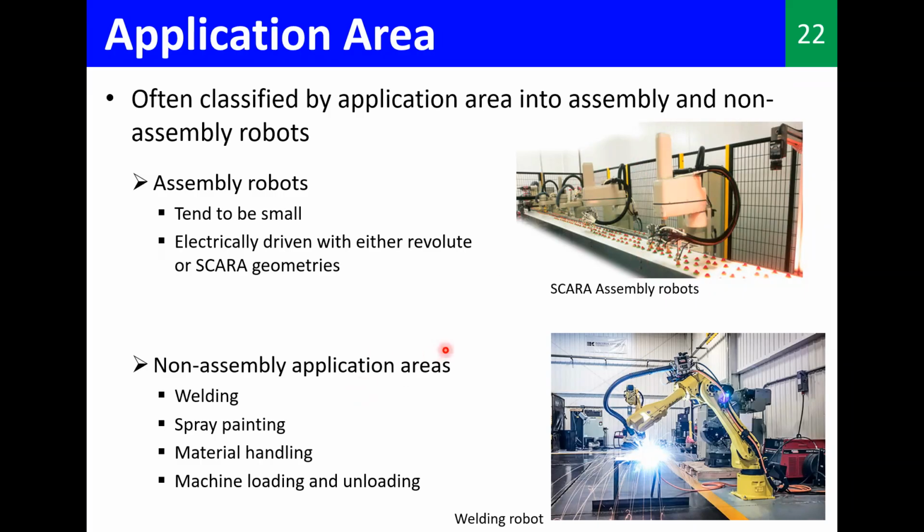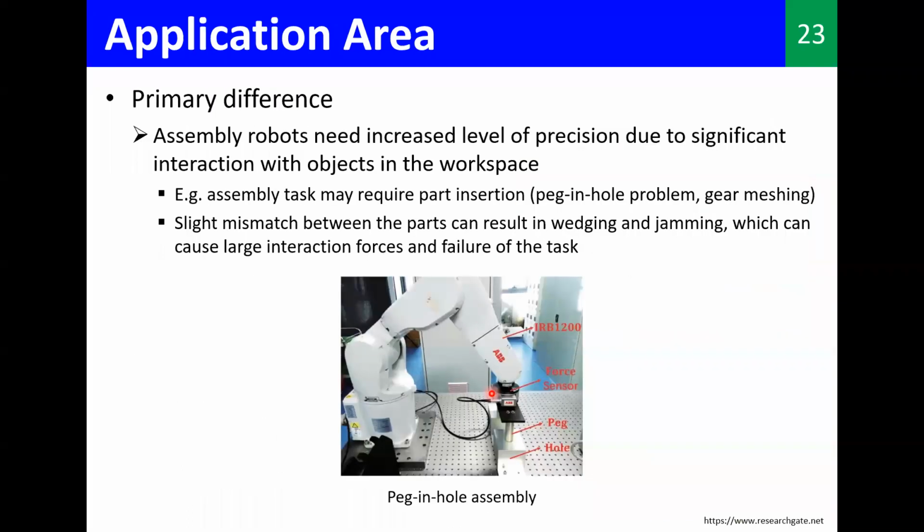Okay, and when it comes to non-assembly, we have these heavy load kind of manipulators which can do welding, spray painting. So mostly in, let's say, car assembly lines, what we see is these kind of larger robots, right? So here what you see in this picture is a welding robot. And the primary difference between these assembly robots and non-assembly robots is the level of precision.